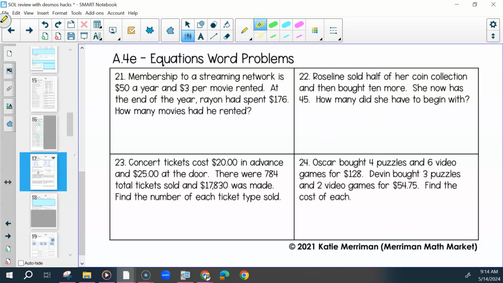So in 21, we have a membership to a streaming network is $50 a year and $3 per movie rented. At the end of the year, Rayon spent $176, and we're looking for how many movies he rented. So we need some variable. All of these should have some variable because you have an equation. I'm just going to call that x, and that's going to be the number of movies.